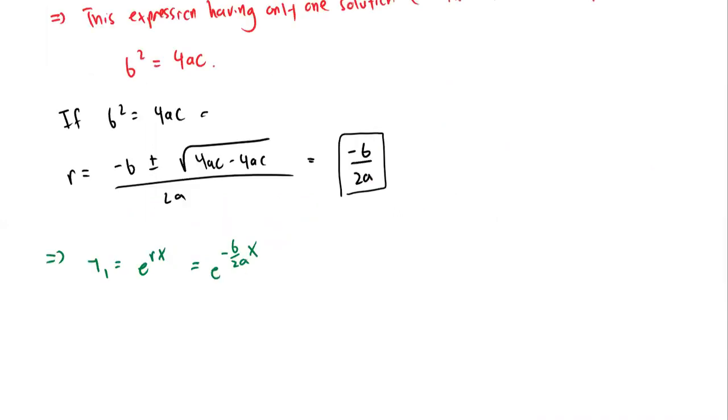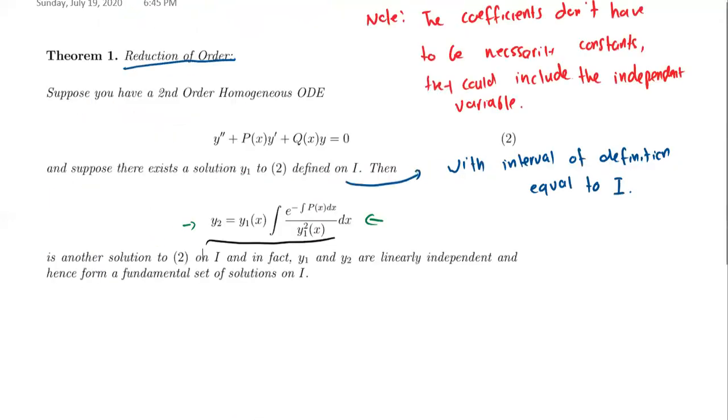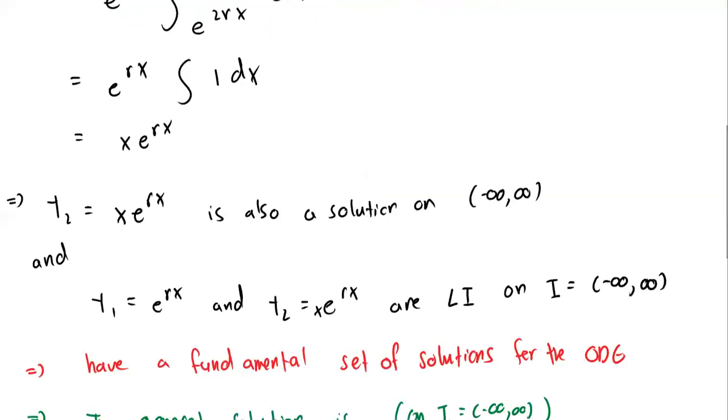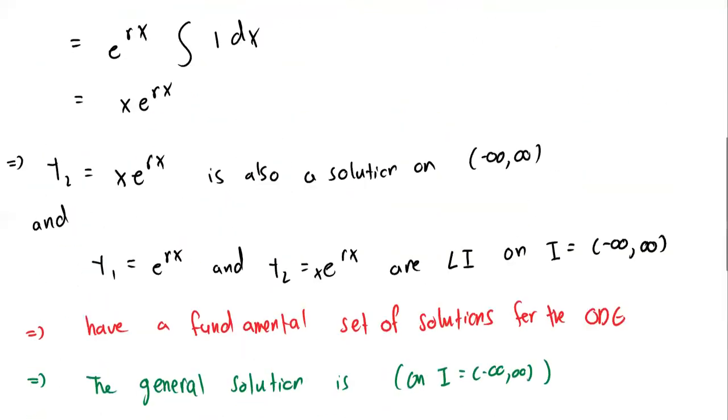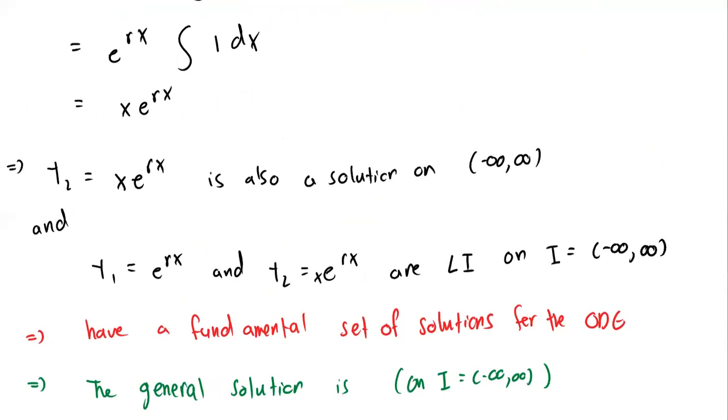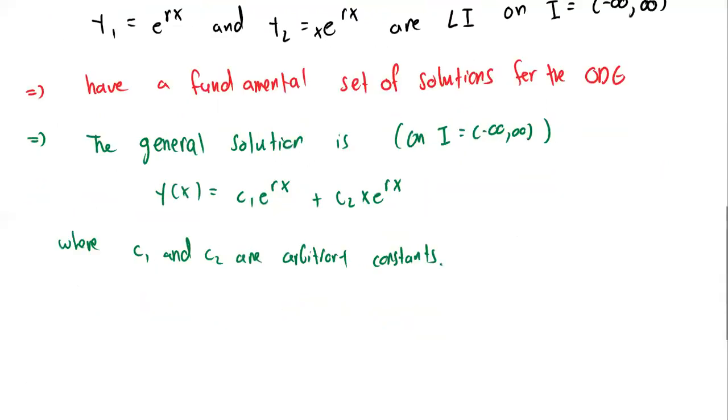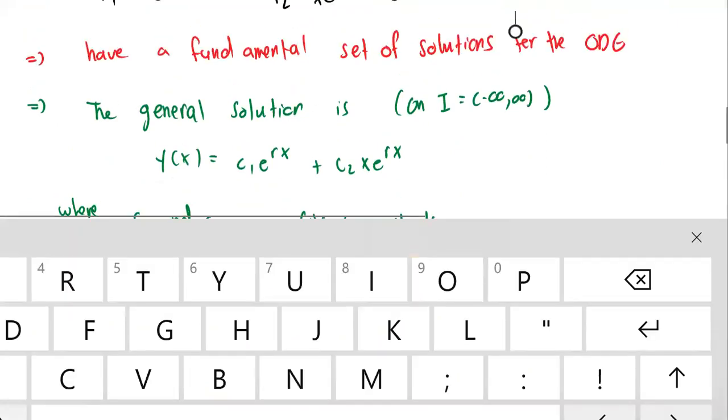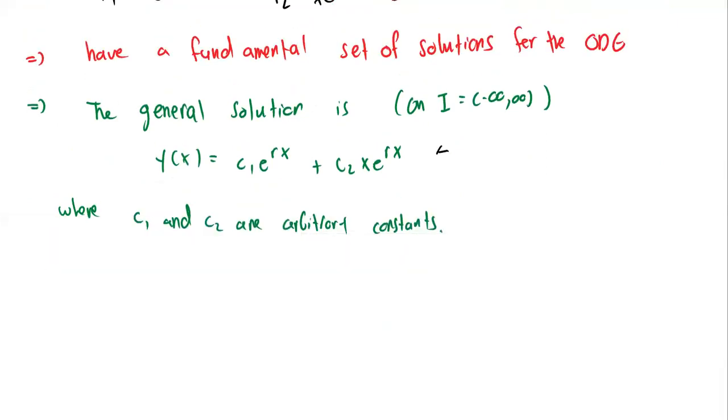In the case that we get one real root of multiplicity 2, we had to use the reduction of order theorem, or theorem 1, to get another solution. And we found that the other solution was basically the same thing, just add an x in front. So in this case, the general solution was c1 e to the rx plus c2 x e to the rx, where r is the unique real root of multiplicity 2 that we found from the characteristic polynomial. And of course, as always, c1 and c2 are arbitrary.